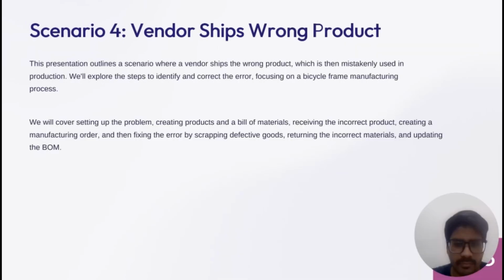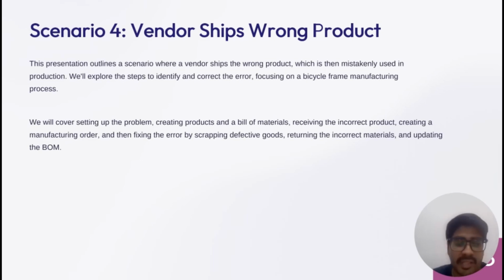Next up, I'll walk you through scenario 4, whereby a vendor ships the wrong product and the mistake is discovered only after the product has been used in production. The incorrect product is aluminium bolts, which is represented in ABC, but the correct product should have been stainless steel screws, which is represented in XYZ. I'll show you how this mistake is handled in Odoo, from setting up the products to taking corrective action. Let's dive into the scenario.